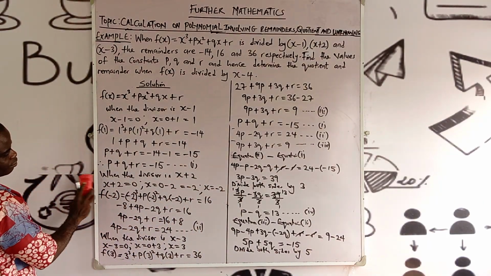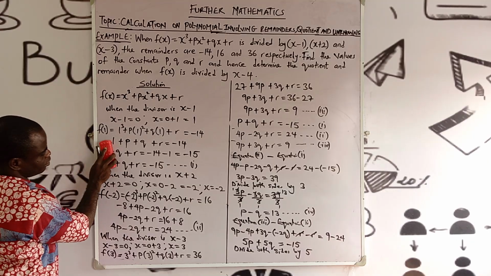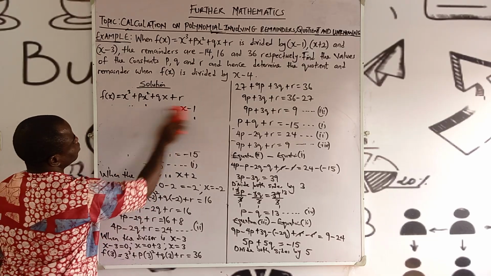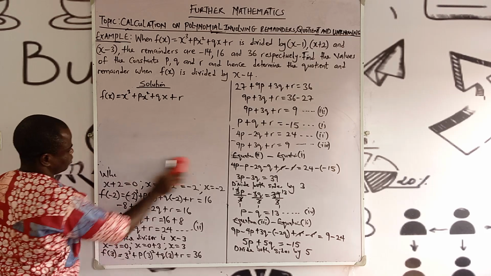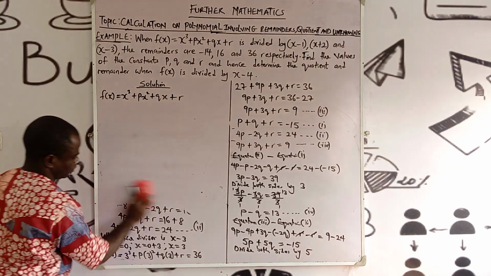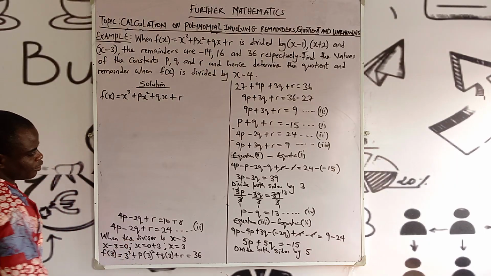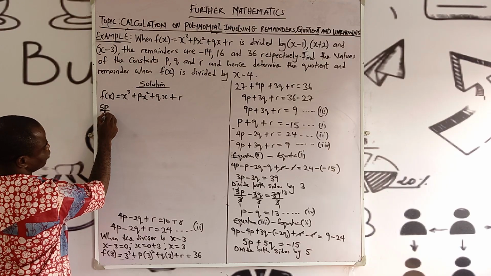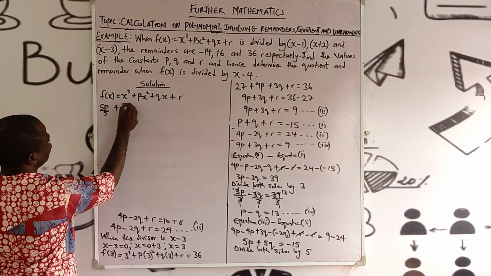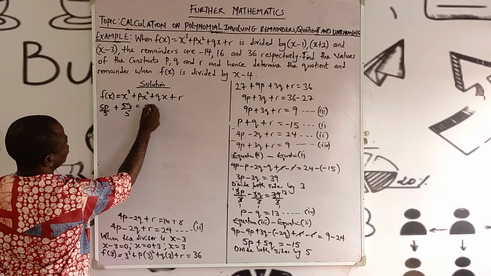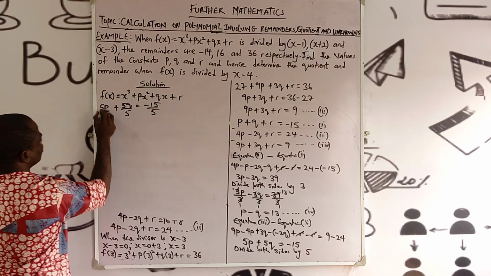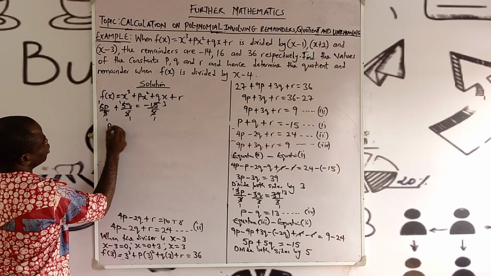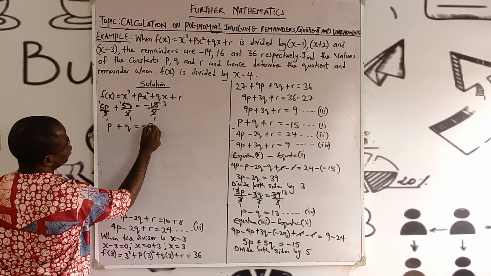Divide both sides by 5. You now have 5p divided by 5 plus 5q divided by 5 equals minus 15 divided by 5. Here 1, here 1, here 3. Now p plus q equals minus 3.